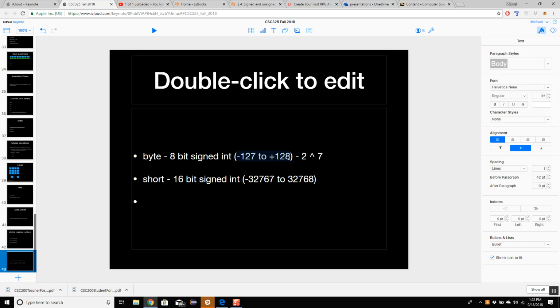Because really, when I say it's plus or minus 2 to the 7th power, that's not completely accurate. What's 2 to the 7th power? 128. So plus or minus that would be negative 128 to positive 128. But that's not what it is. It's negative 127 to positive 128. We need to include a 0 without the sign. So somewhere in there there's a 0.